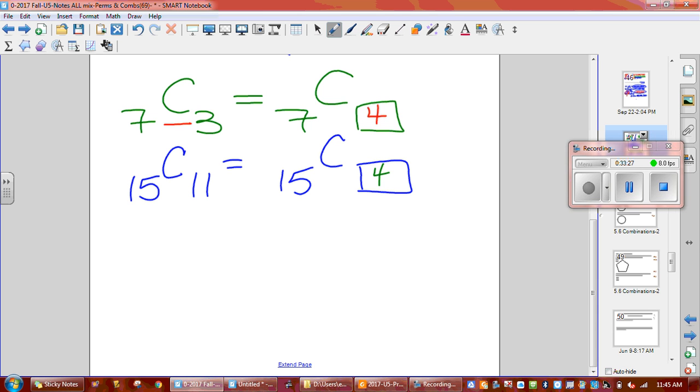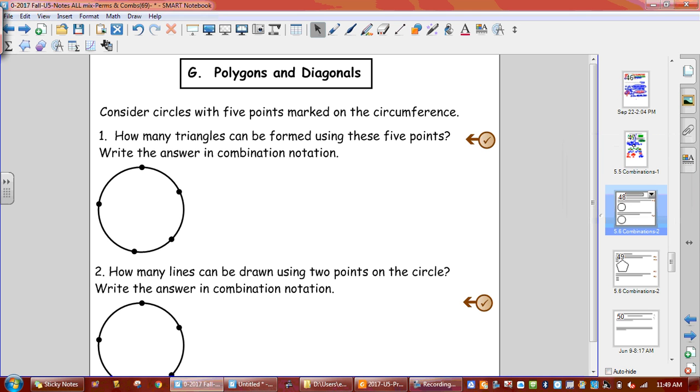Okay, so when we consider having circles with, or any type of polygon with points or vertices on the edges. So dealing with circles, if we want to form a triangle, how many points does it take to create a triangle? 3. So our R is going to be 3 because we want to form a triangle. The N number is the number of points on the circle. So how many points do we see on the circle? 5 of them. So N would be 5. So all we've got to do in this case is 5 choose 3. And that's how many triangles could be formed in that circle. So 5 choose 3 is going to give us a total of 10.